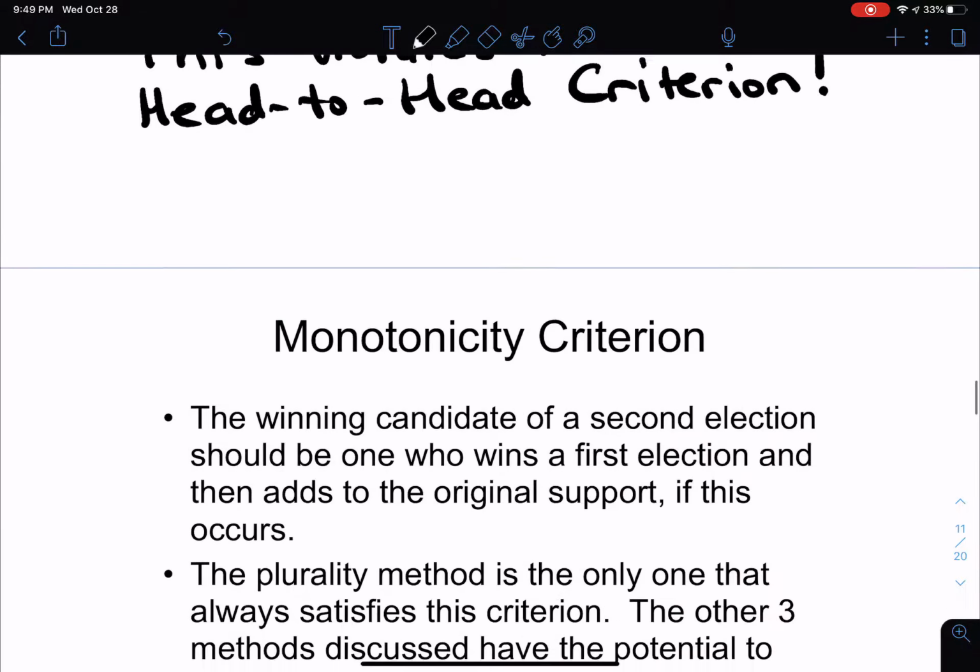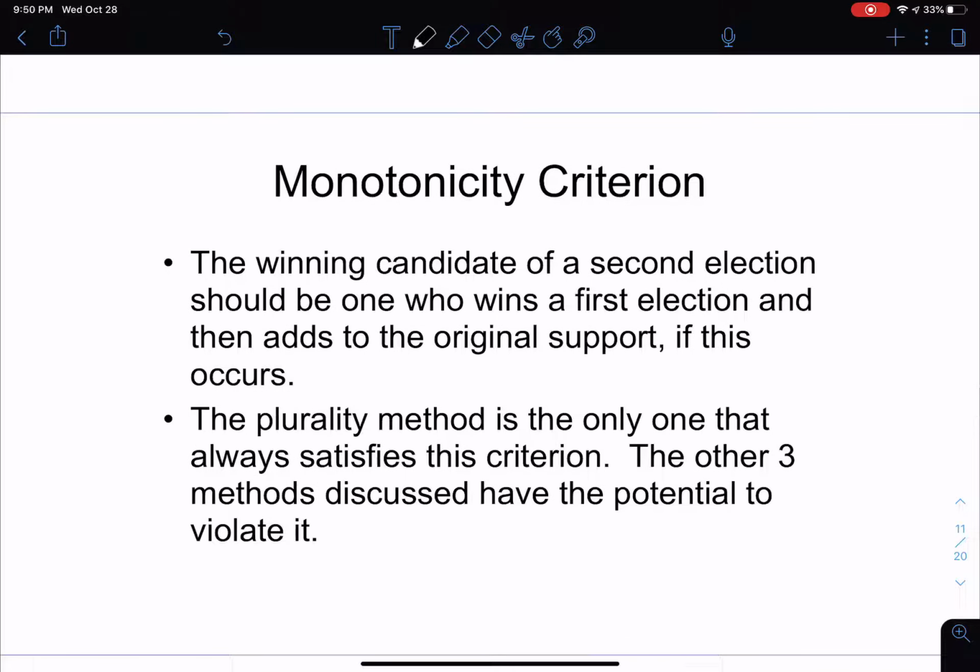Next one, the monotonicity criterion. This one talks about if you have multiple elections, let's say somebody wins the first election, adds to their original support, and then runs in the second election. Well, they should be the winner in the second election according to this criterion. Doesn't always happen, though.